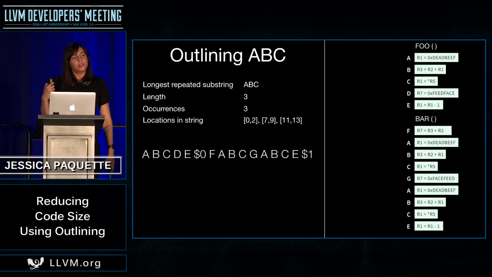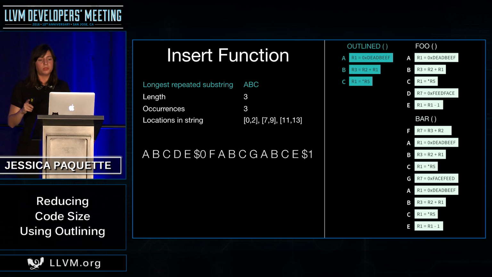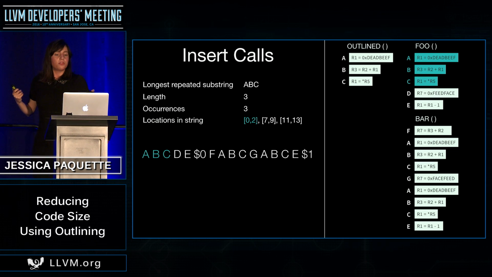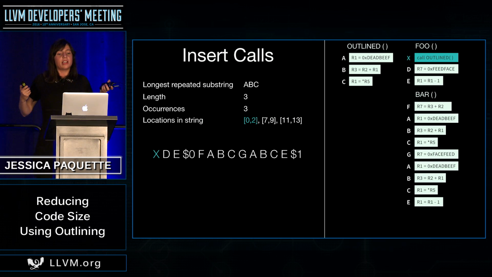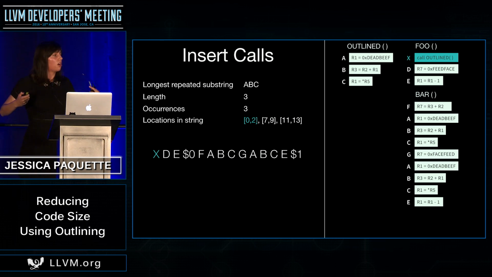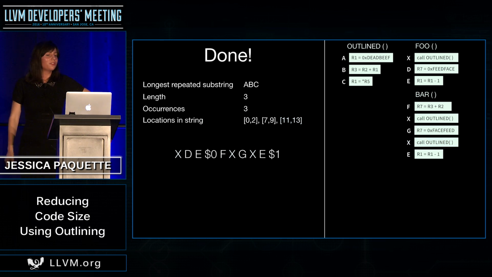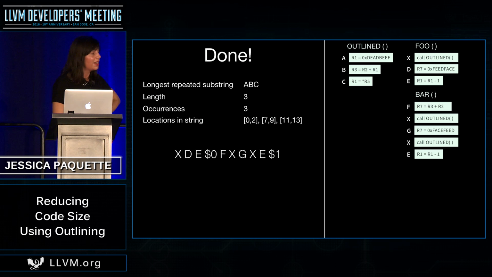The actual outlining process is in two parts. The first part is we just create a new function and insert it into the program. The second part is to remove all instances of ABC, for example, and replace them with calls to the new function. To do this, we're going to look at each occurrence of the string and each occurrence in the program at the same time. In the program, we'll replace the instance of ABC with a call to the new function. In the string, we're going to represent that call as a new unused character. So we'll just outline the other two occurrences. And that's it. We've successfully outlined ABC and we've reduced the size of our program as expected.